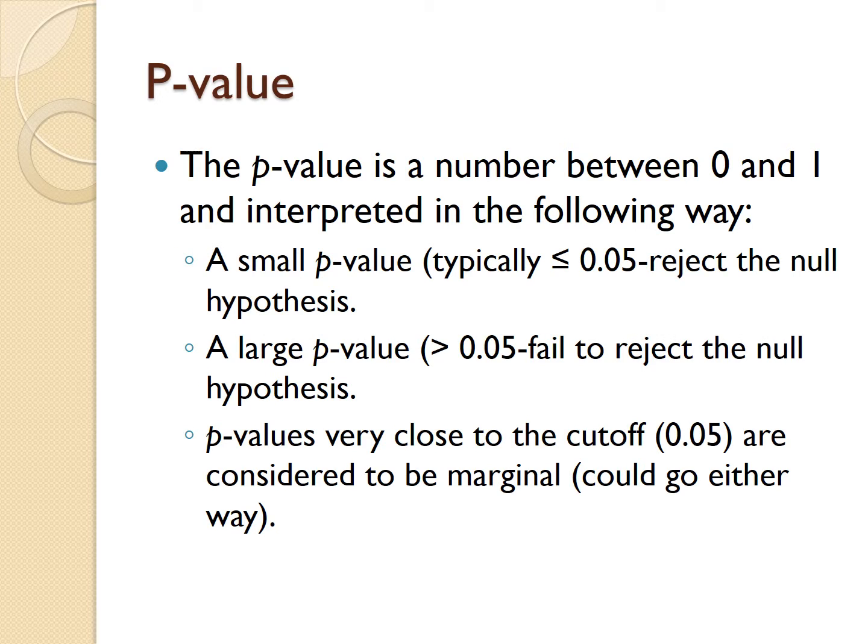Since a p-value is a probability, it's a number between 0 and 1, and it's interpreted as follows. A small p-value, typically we compare p-values with a threshold of 0.05, indicates strong evidence against the null hypothesis, so you reject the null hypothesis. On the other hand, a large p-value, greater than 0.05, indicates weak evidence against the null hypothesis, so you fail to reject the null hypothesis. P-values that are close to the threshold of 0.05 are considered marginal.